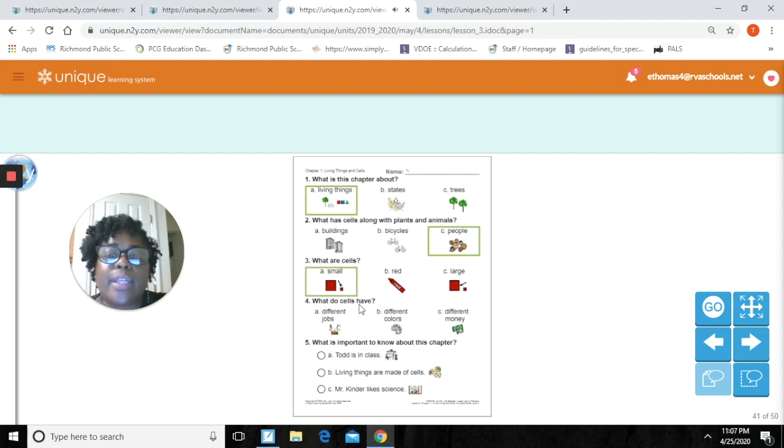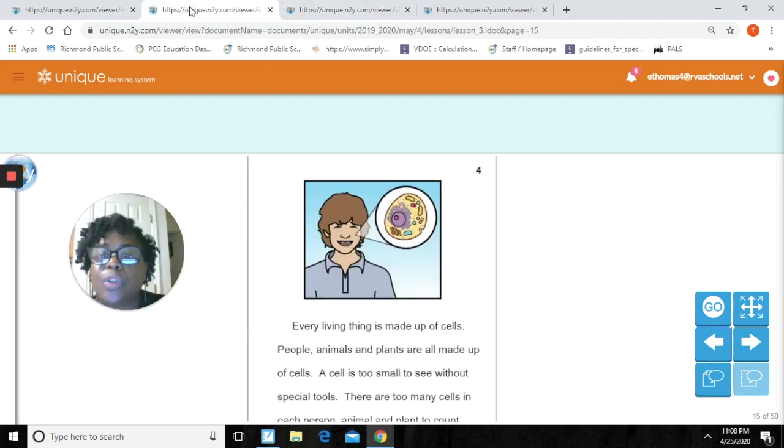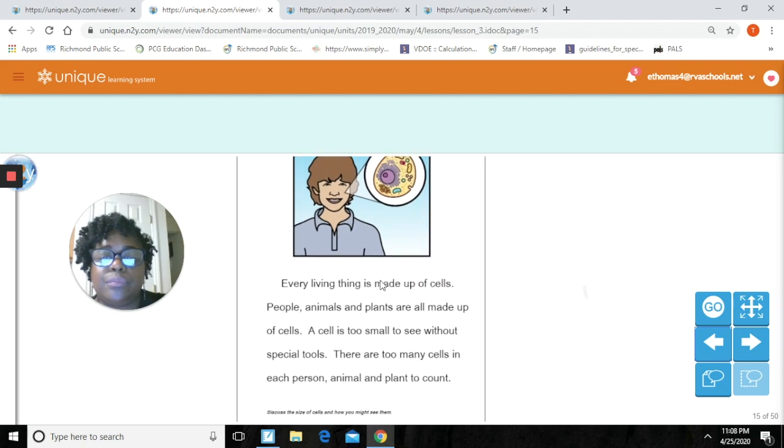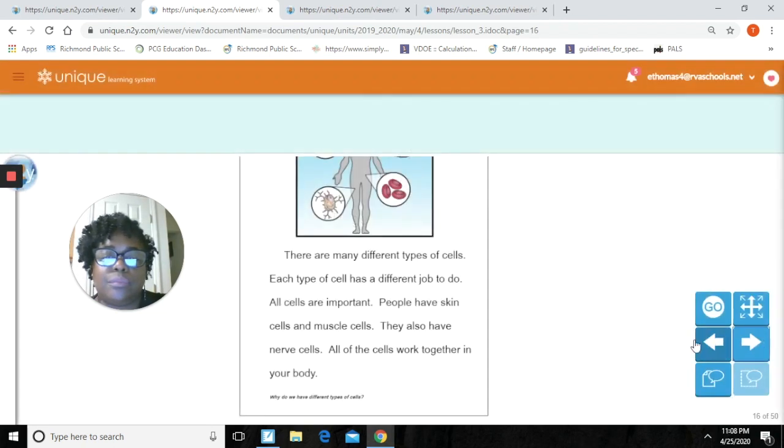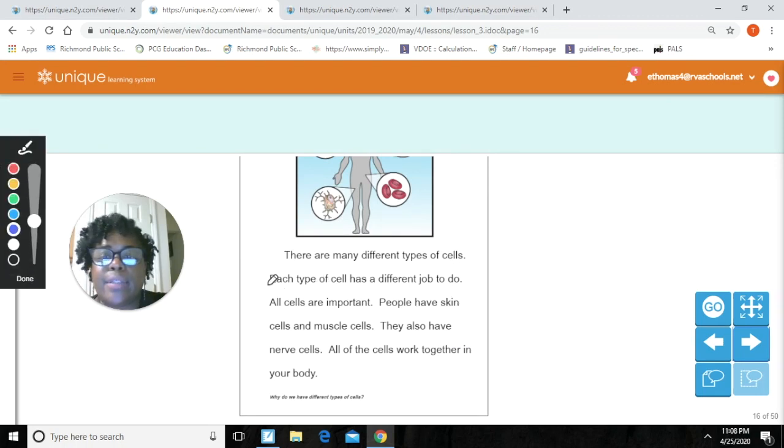Okay, what do cells have? What do cells have? Different jobs, different colors, or different money? What do cells have? Let's go to our story. So if we read here, here's our answer. Each cell has a different what? Job, okay?